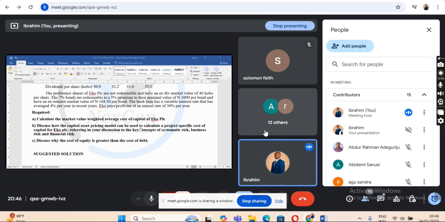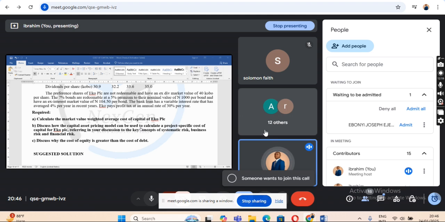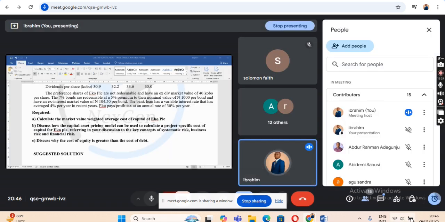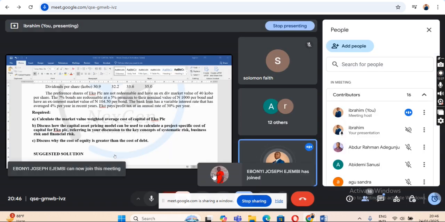Now, the next one is C, which I believe almost anyone on this call, even if you are not on this call, will understand. Discuss why cost of equity is greater than the cost of debt.